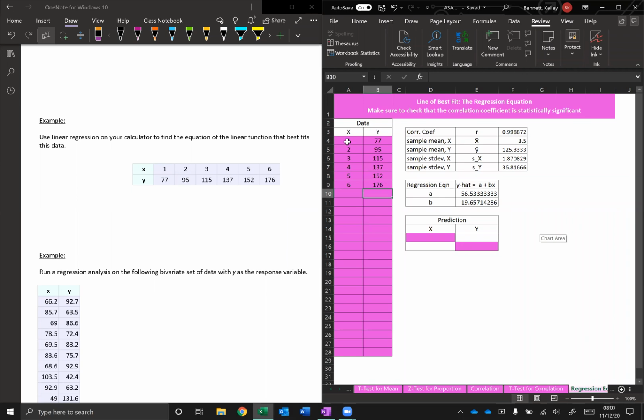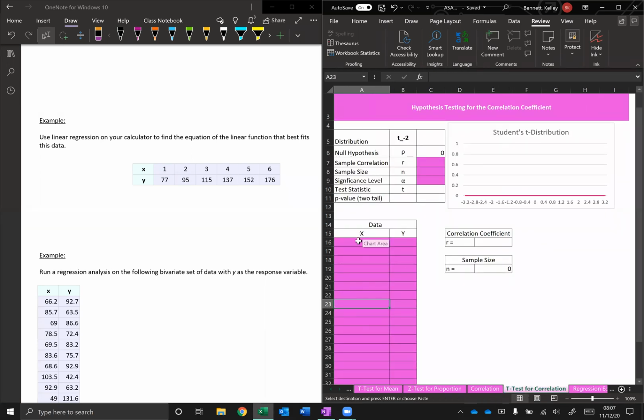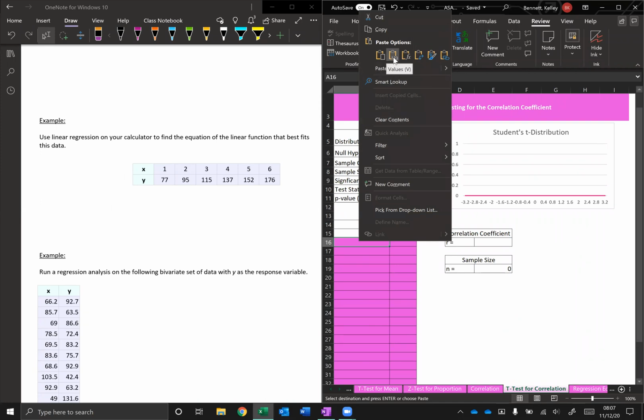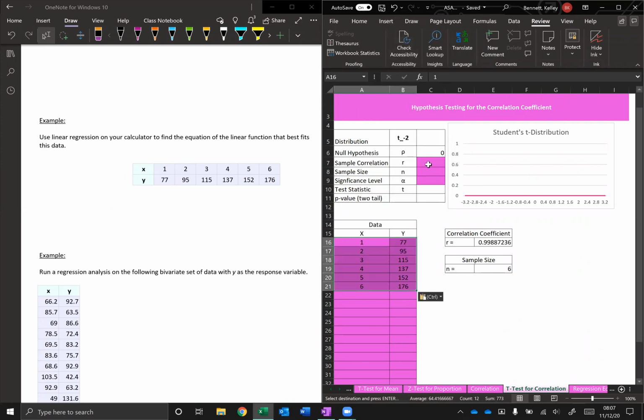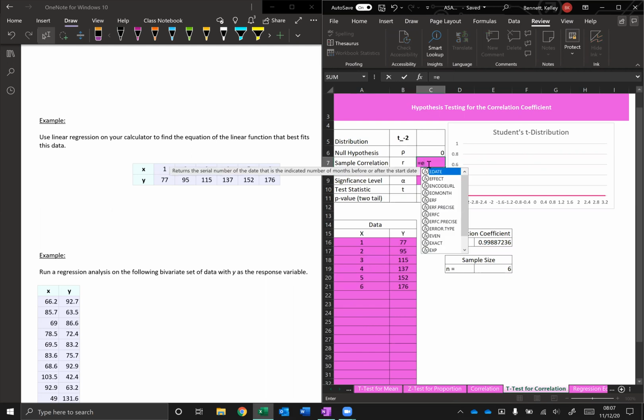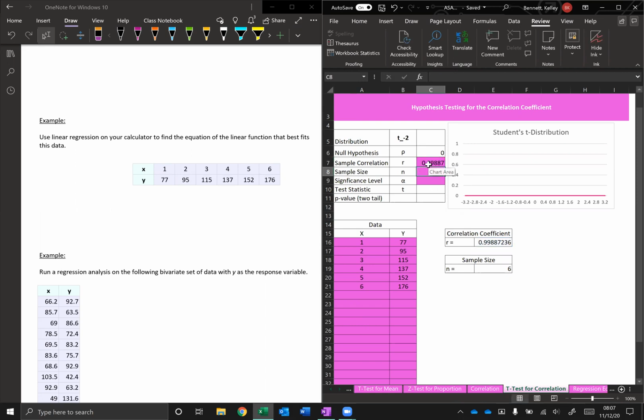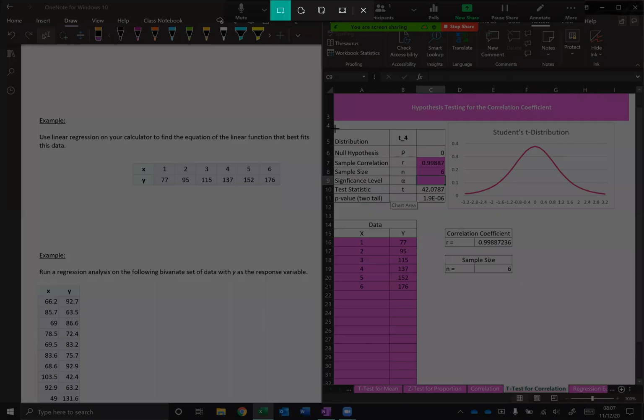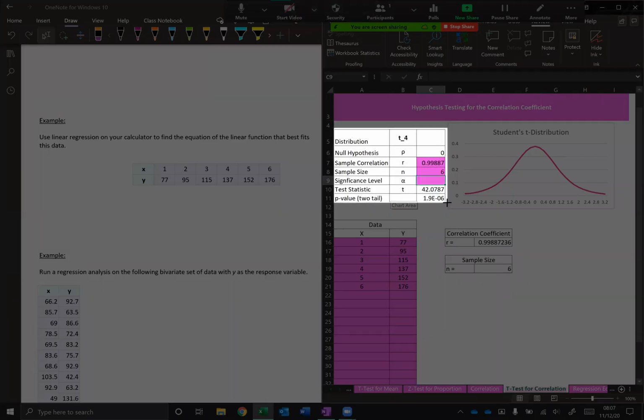But let's just check to make sure. I have a sneaking suspicion that it will be just fine, but let's make sure that our test for correlation is going to work. So I'm going to go ahead and paste these here. Our correlation coefficient was here, and our sample size was 6. Again, we can see our p-value, 1.9e-6. That's tiny, that's 0.000006.